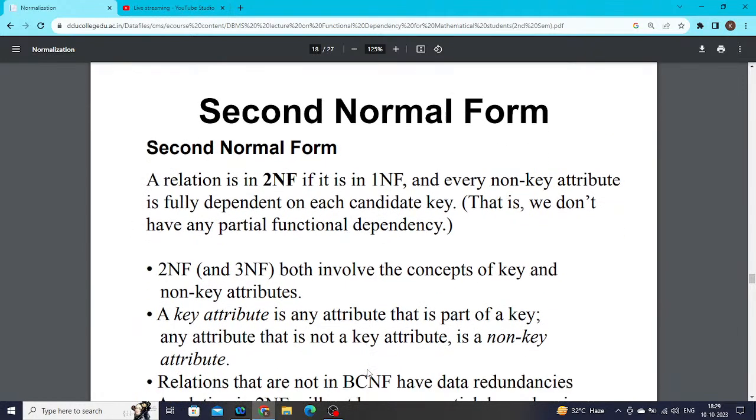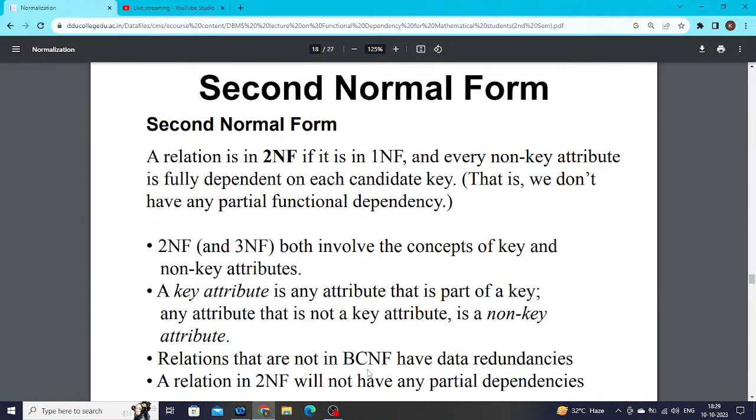Second normal form. A relation is in second normal form if it is in first normal form and every non-key attribute is fully dependent on each candidate key. That is, we don't have any partial functional dependencies, because we resolved the transitivity and partial dependency from first NF. So right now we are on the second normal form, and it fulfils the condition of first normal form.